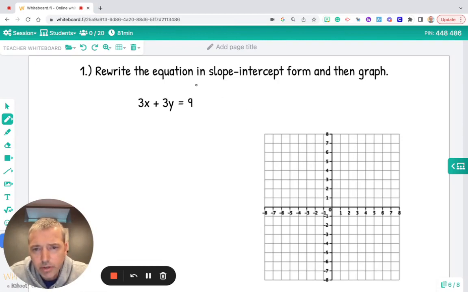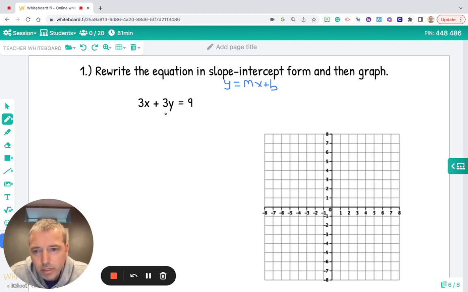So if you look at this equation carefully, when we graph lines, we usually graph them in slope-intercept form, which is y equals mx plus b. Well, in y equals mx plus b, y is by itself, right? But if you look carefully at this equation here, the y is not by itself. This is called standard form.